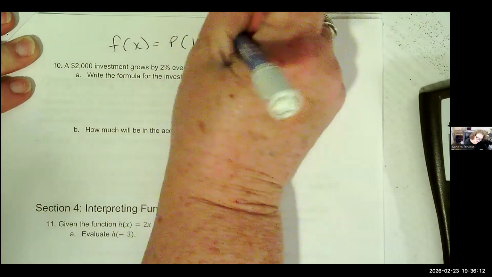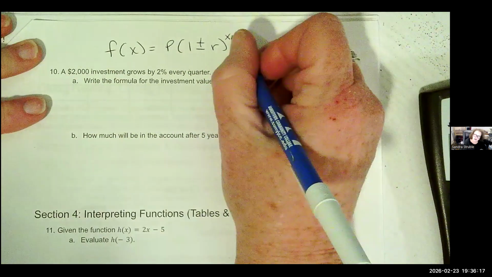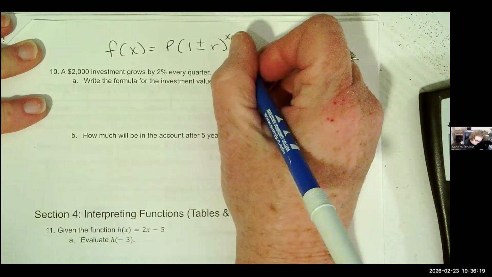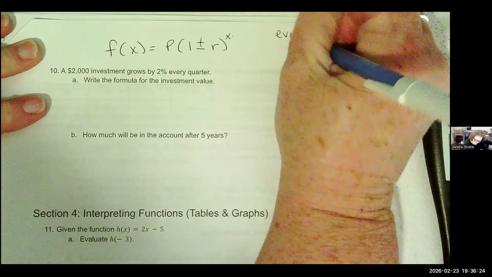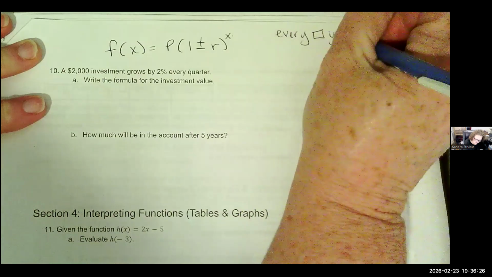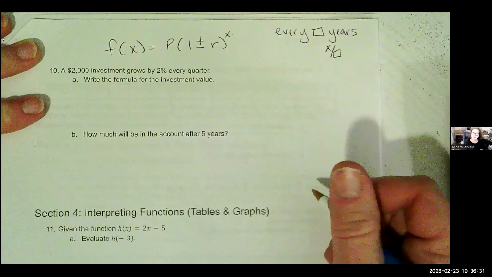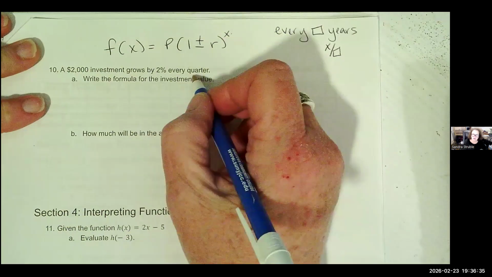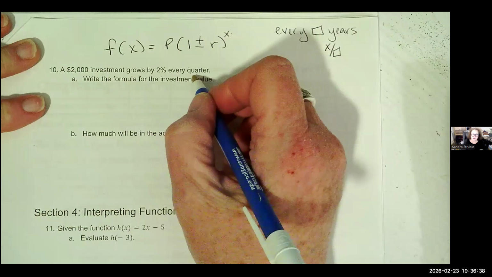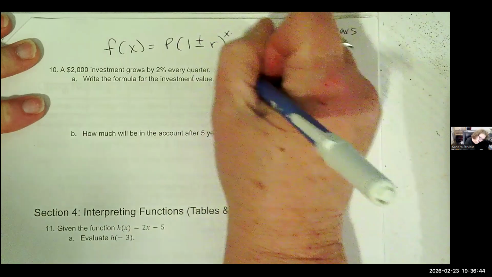If it's every 3 years, or every 6 years, or every 12 years, your exponent should be x divided by whatever that years is. That goes in the exponent, okay? But because we're dealing with every quarter, how often does that happen in a year? Well, think of 4 quarters in a dollar, there's 4 quarters in a year. So my exponent is going to be 4x because it happens 4 times in a year.